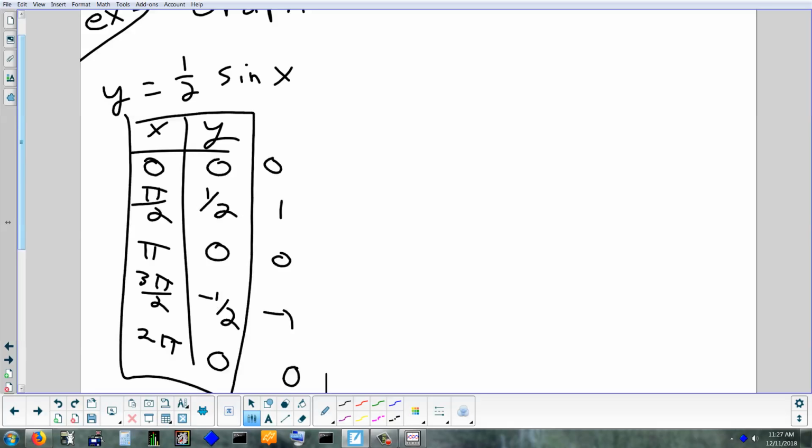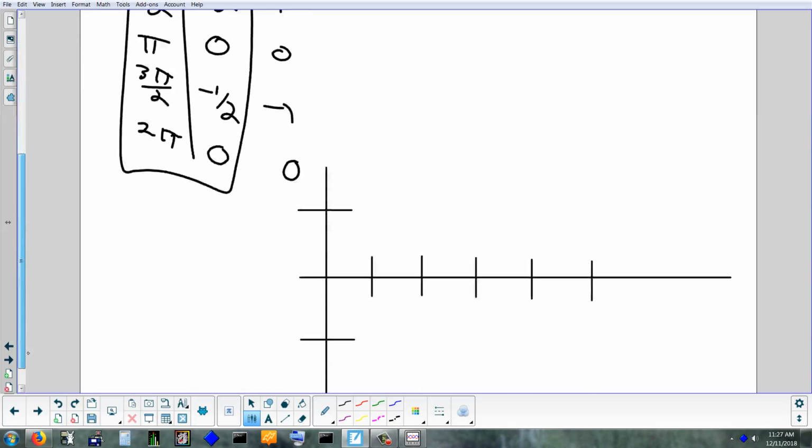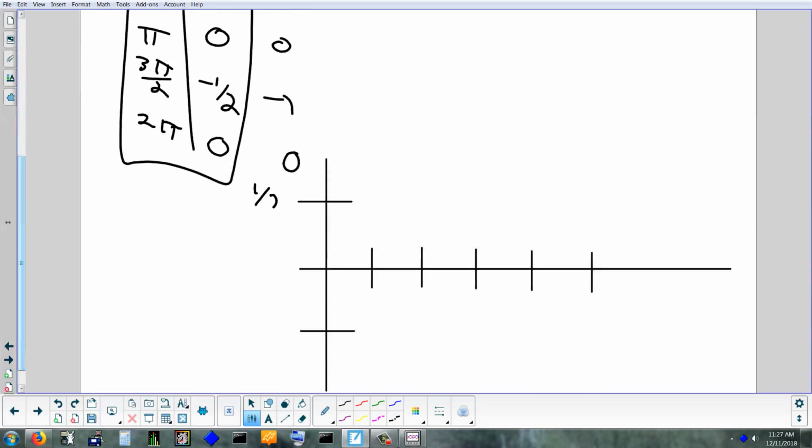Okay. Now this is going to look just like the graph of sine x because I'm going to change my scale. Each tick mark on the y-axis is going to represent half a unit. On the x-axis, it's going to be what we always do.